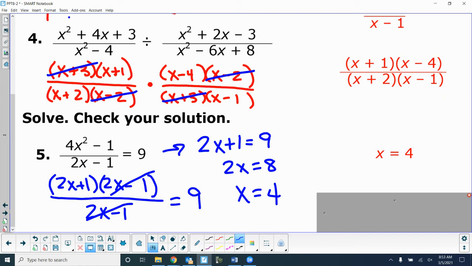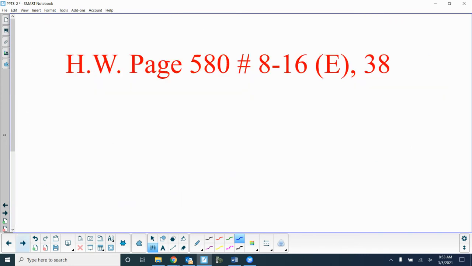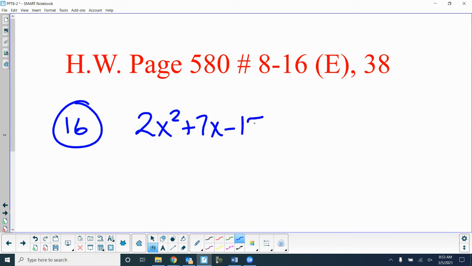Let's look at 16 and 38, and any others. You got any others you want to look at? Then I'll do 16 and 38. No others? Okay. So 16 was like this one. So 2x squared plus 7x minus 15. So I wanted to show you a trick here. 2x minus 3 equals 10.